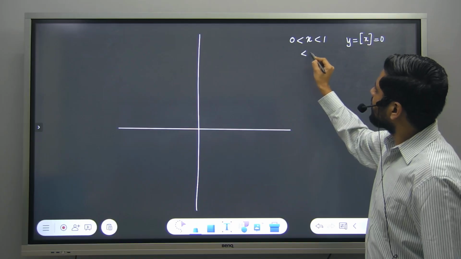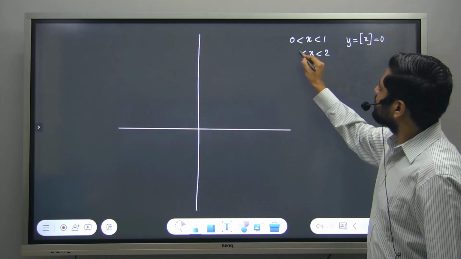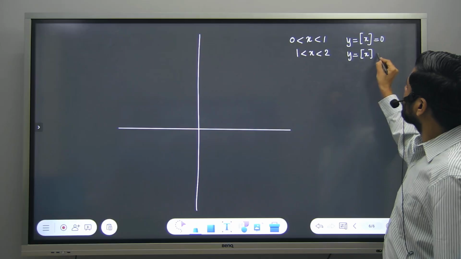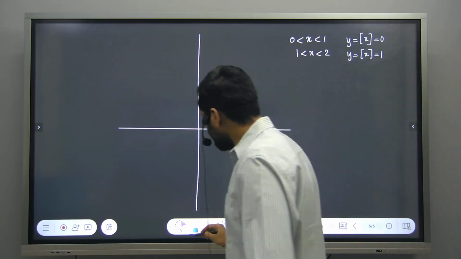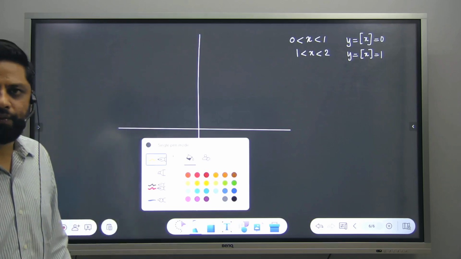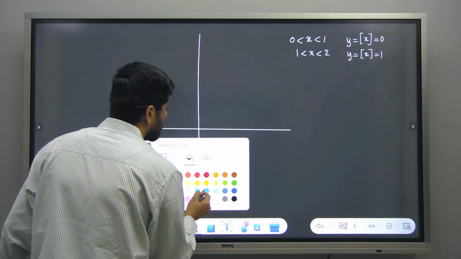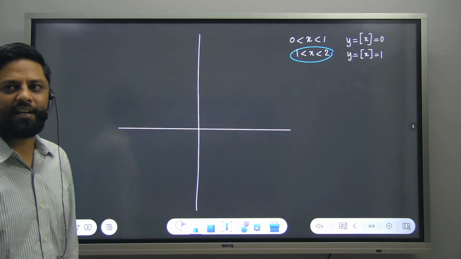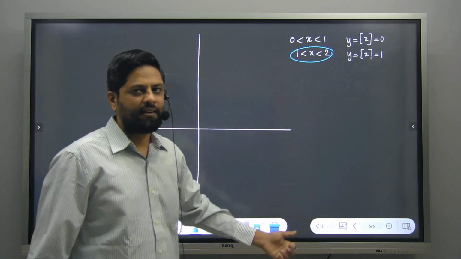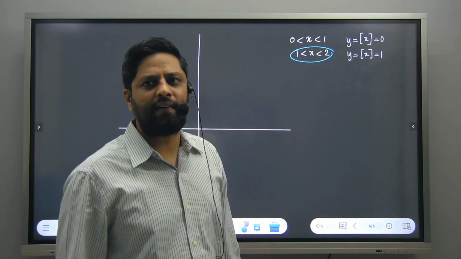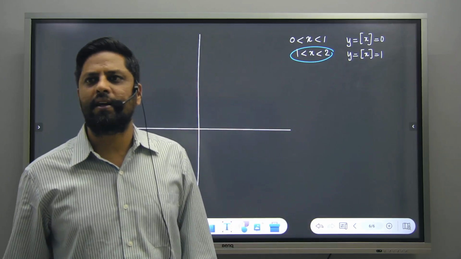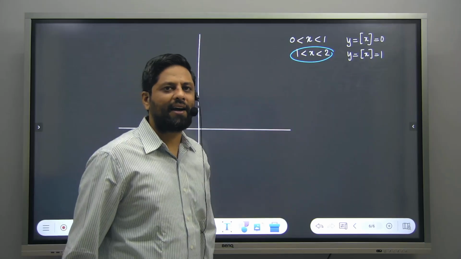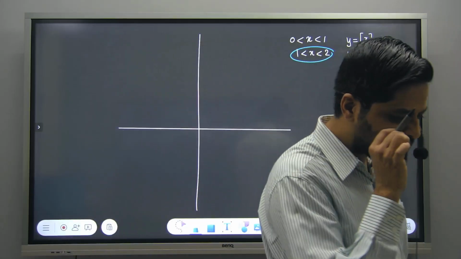Similarly, if my x value is between 1 and 2, what is the value of y? 1. Okay. Now, I have a question for you. In this inequality, I hope we all know that it is called an inequality. Something is wrong in that inequality. Can anyone tell me what is wrong, or what is missing or incorrect?